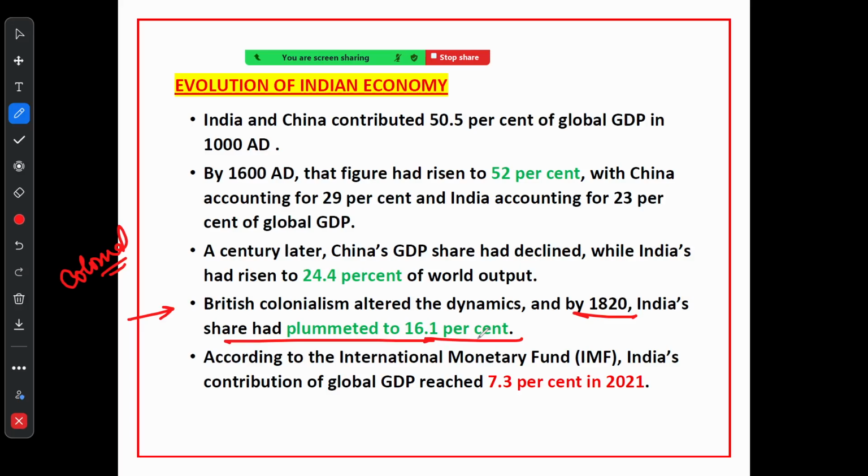Now, rising from the ashes after gaining independence. Let's discuss the Indian economy's resilience. After gaining independence from British rule, India faced many challenges, but slowly and steadily the country started to rebuild its economy. Today, India is once again a major force in the global economy. Its contribution to the world wealth has grown significantly. So this is the point. Now let's talk about the next slide.